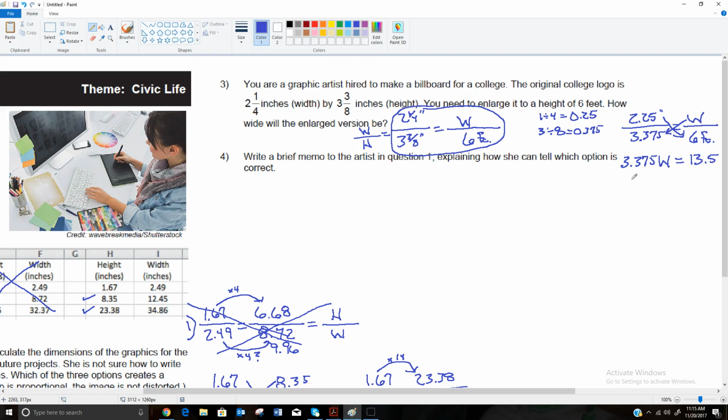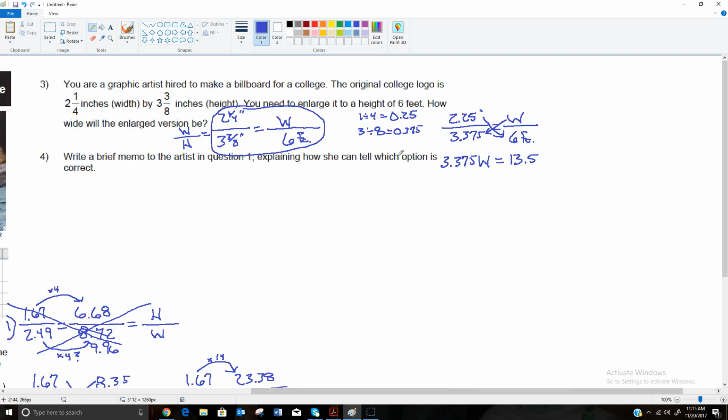And if I divide to get rid of that 3.375, I'll do that in red since we're solving the equation. I'll do kind of like we've done in the past. So divide by 3.375 to cancel this. But whatever I do to the left side of the equation, I've also got to do to the right side. So I'm going to divide this by 3.375. So 13.5 divided by 3.375, and I get an answer of 4.